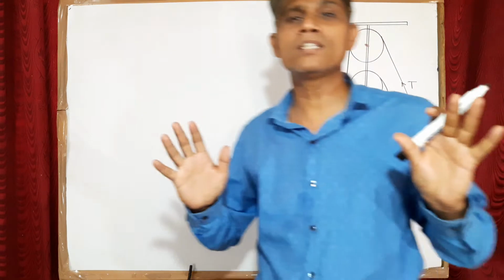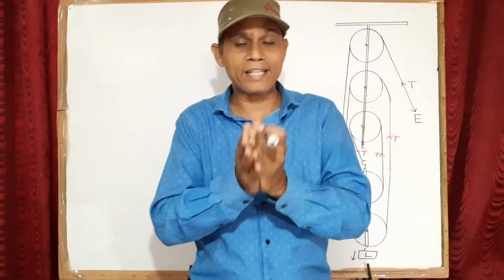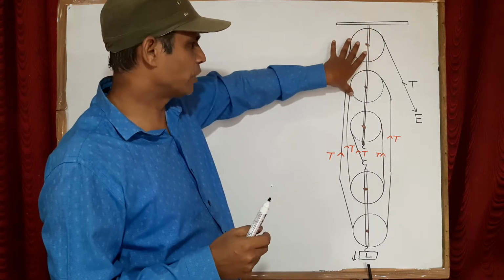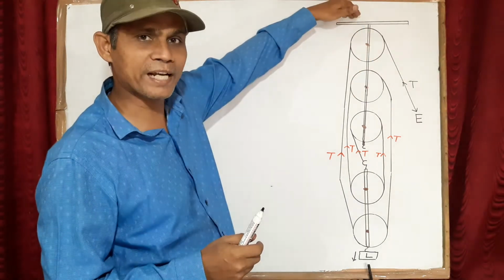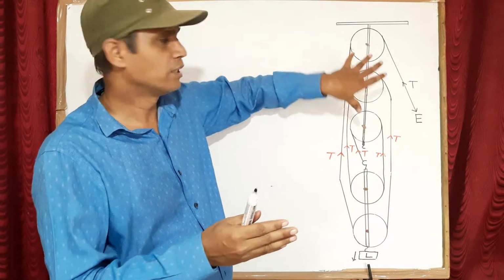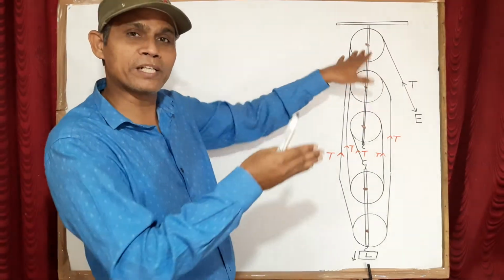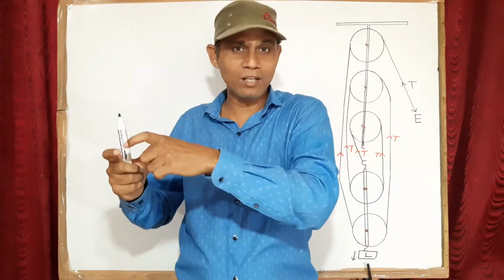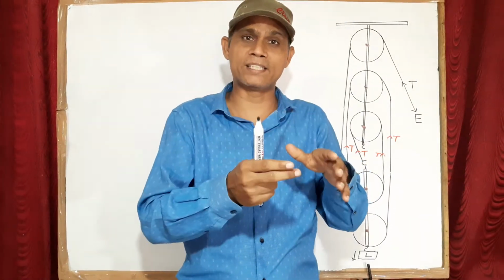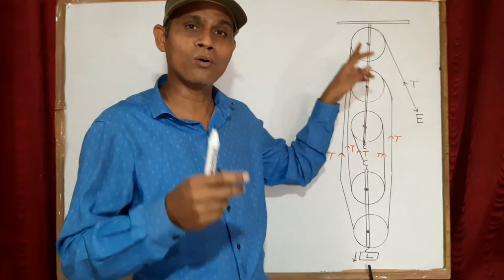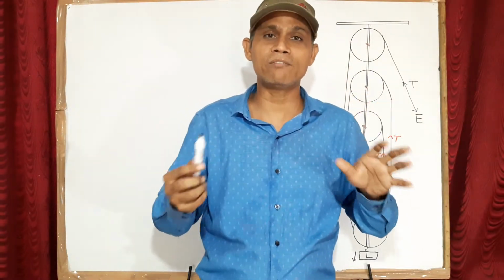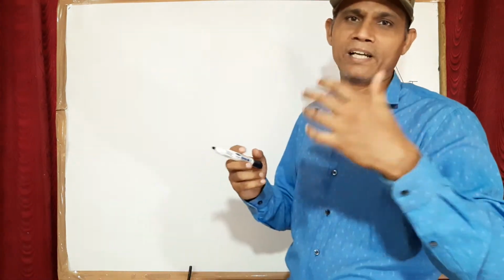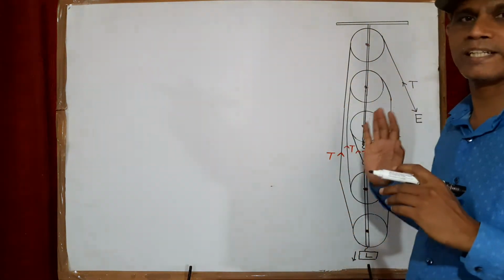But keep one thing in your mind: always take the number of pulleys on the upper side more than or equal to the lower side. The upper side pulleys should never be less than the lower side. It can be equal, but never less than. It can be more or equal, never less than. Why this happens, I will discuss in the next topics. When I discuss it, I will tell you why that was there.